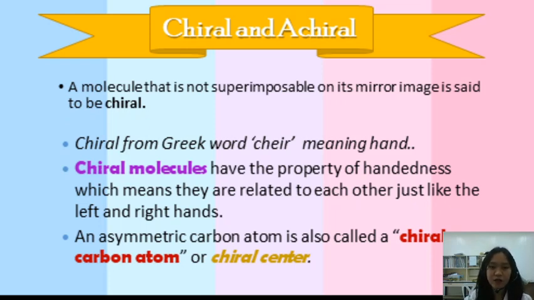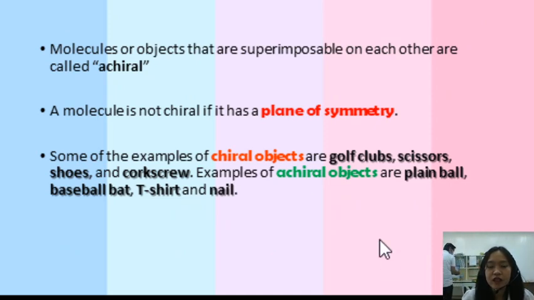So an asymmetric carbon is an atom that is called a chiral carbon atom, or pwede rin siyang chiral center. Okay, so asymmetric carbon atom, siya ang chiral carbon atom or chiral center. It is not possible for a symmetric carbon atom to become a chiral carbon. Always remember that it should have a plane of asymmetry. Okay, next.